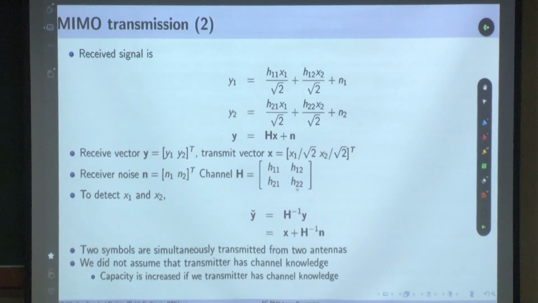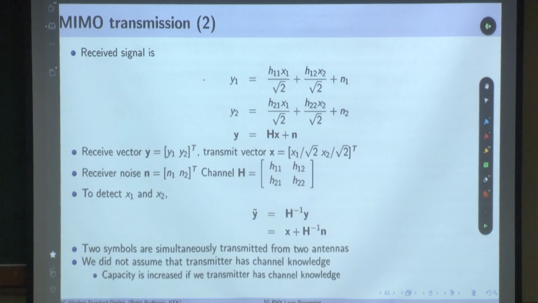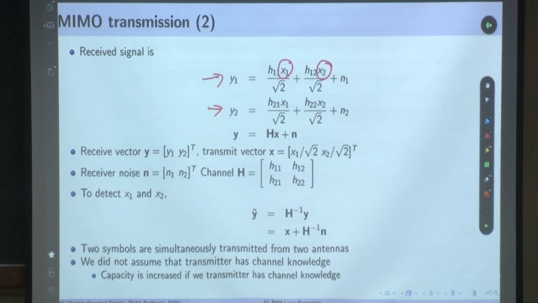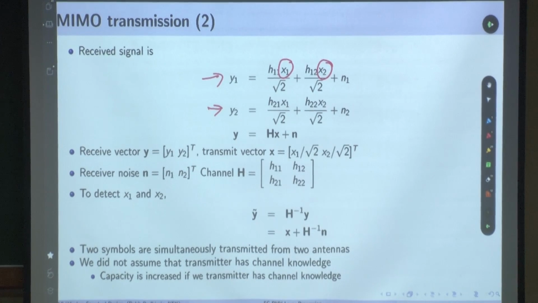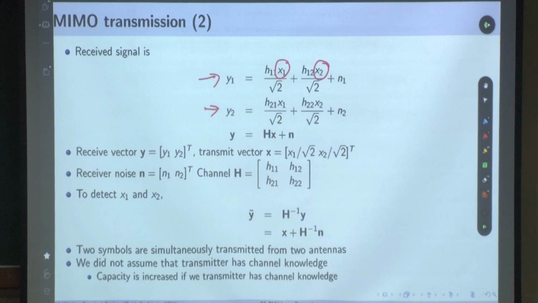So what happens if you look at Y? You look at Y1 and Y2. These two, X1 and X2, are interfering with each other, right? Because Y1 has both X1 and X2. Similarly, Y2 contains X1 and X2. And this is called interstream interference, because you are transmitting two data streams in parallel. This interference which you see in Y1, and similarly in Y2, is called interstream interference.